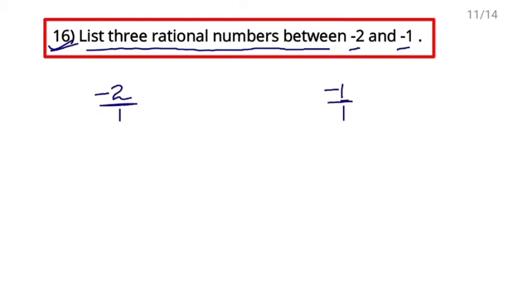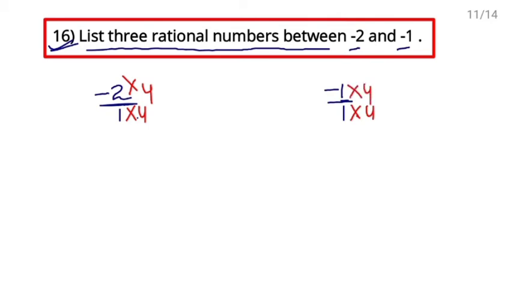Now check the numerator. Do we have 3 integers between -2 and -1? No, -2 and -1 are consecutive numbers, consecutive integers. So we don't have integers between these two integers. So we will multiply numerator and denominator in such way that we get enough numbers, required numbers between the integers, right? So now we will multiply the denominator as well as numerator by same number. You can multiply with any number, right?